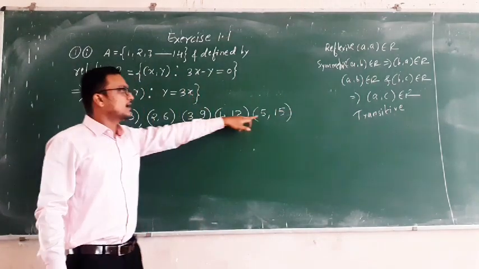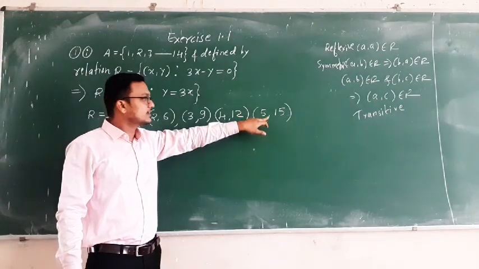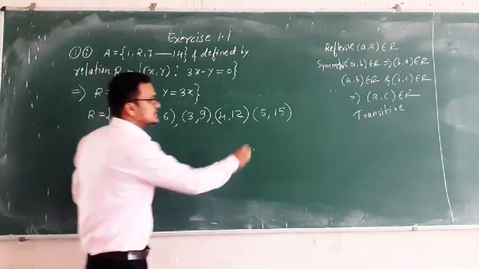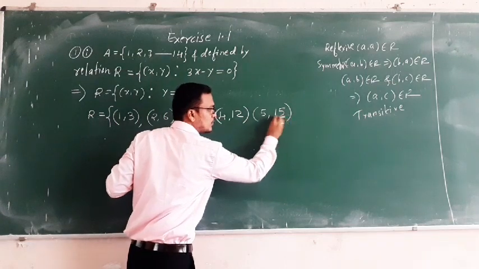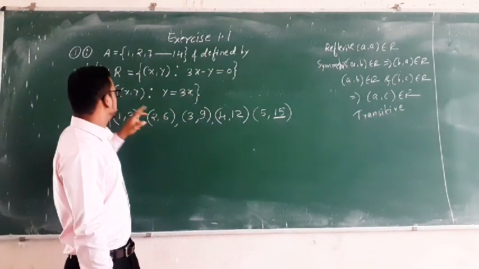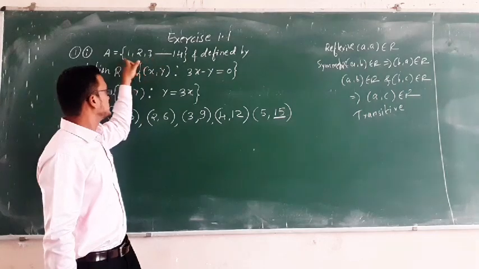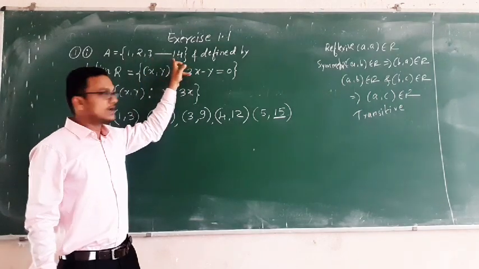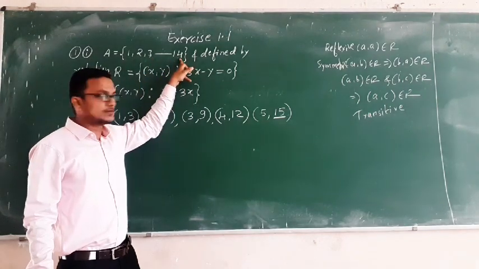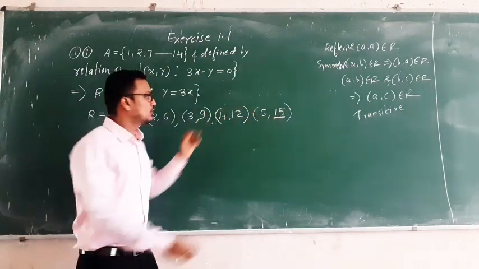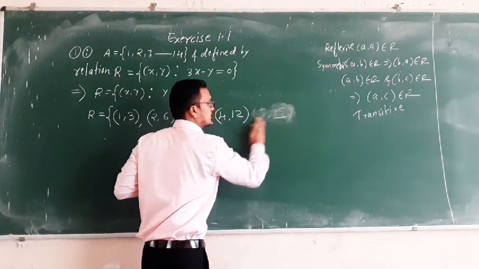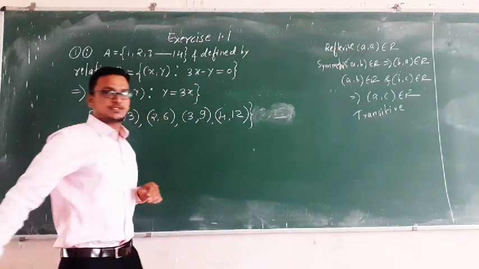But I can't take this ordered pair. Why? Because here y is 15, but as I said, x and y should always be present in the given set, and the given set goes up to 14, while this is 15. Therefore we can't take this. So you have to stop up to this.